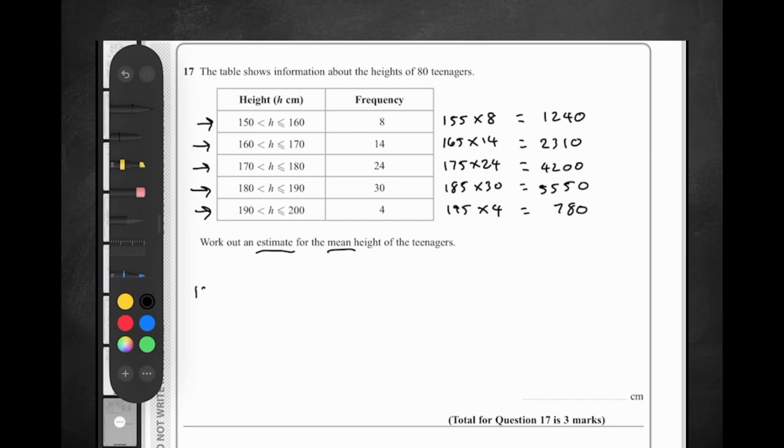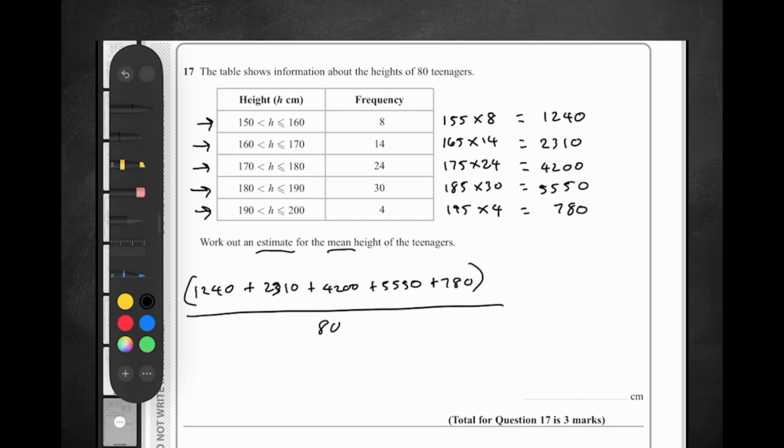Now we'll add them all up. And we will then divide by 80. Again, I'll do this on my calculator. 1240 plus 2310 plus 4200 plus 5550 plus 780 is 14080 divided by 80, which is 176.